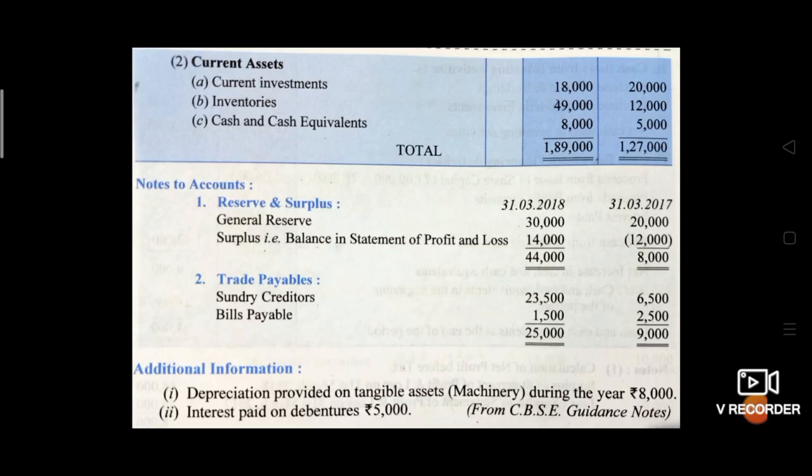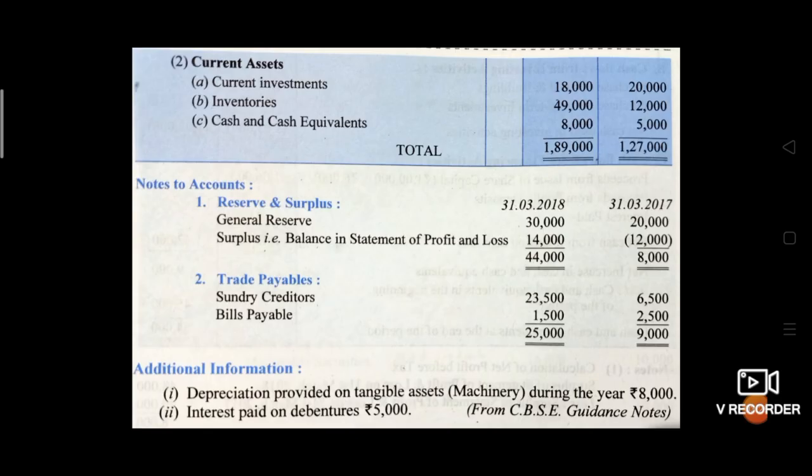So we have to prepare in this problem tangible assets account, that is machinery account, and then after preparing that account we can get purchase of machinery, amount of purchase of machinery. Now next and last point is interest paid on debentures rupees 5,000. This will come under operating activities and financing activities also.